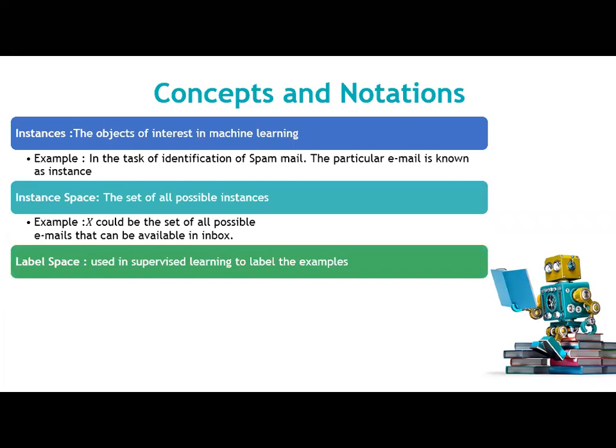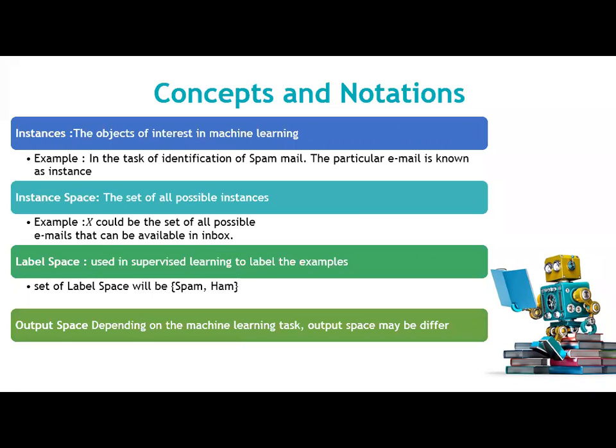Now we have the label space. Label space is only used in supervised learning. In unsupervised learning, the label space is not used. An example of label space: in this particular task, we have spam mail and ham mail. This is one set, and this set is known as the label space.